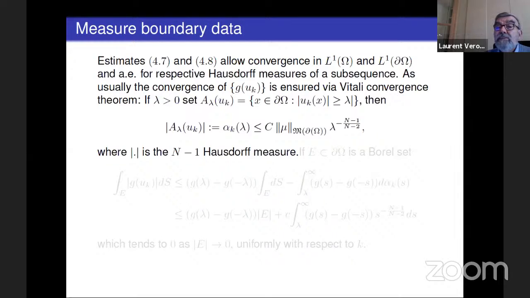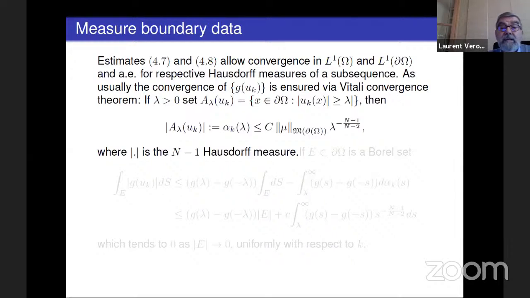Now the question is also always to obtain the convergence of the g of uk almost everywhere, but the problem is to have a convergence in L1 of the boundary. And here again, the trick is the Vitali convergence theorem, and this is just an adaptation of the classical technique, which was introduced actually by Brezis and Marcus a very long time ago for a similar problem inside omega.